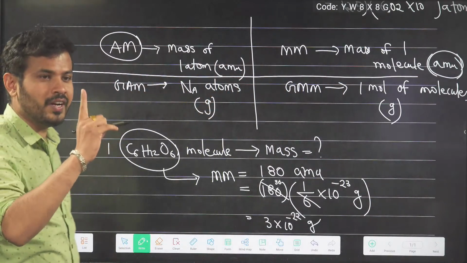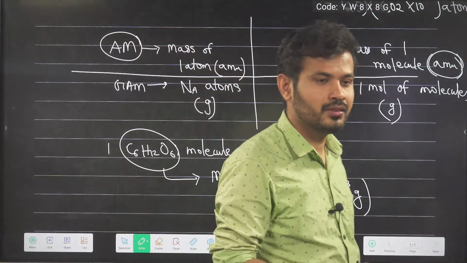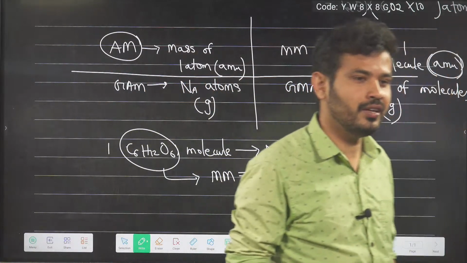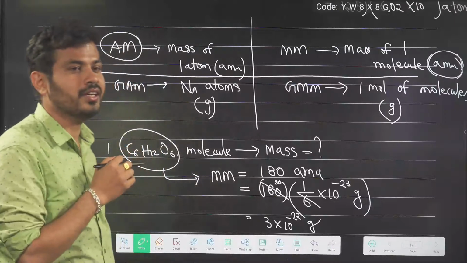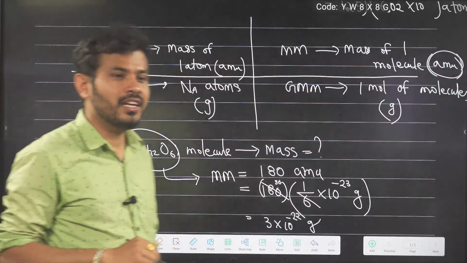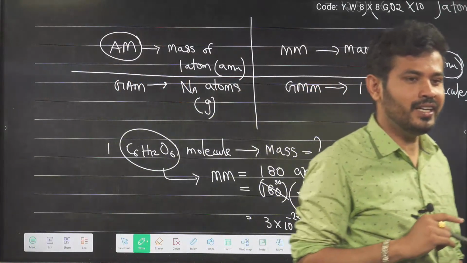If I take 1 mole of glucose, how much is the mass? QR code, yes, it will be given. Don't worry, you will be given the QR code. Yes, Vaishnavi, you are correct, absolutely. If you take 1 mole of glucose, it is 180 gram.